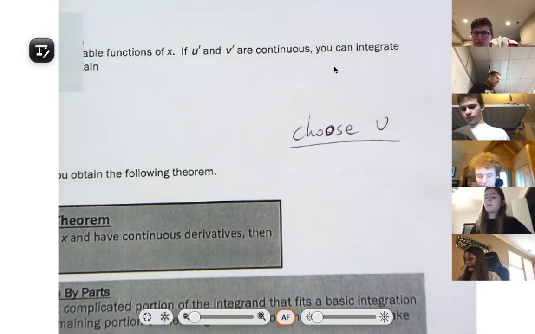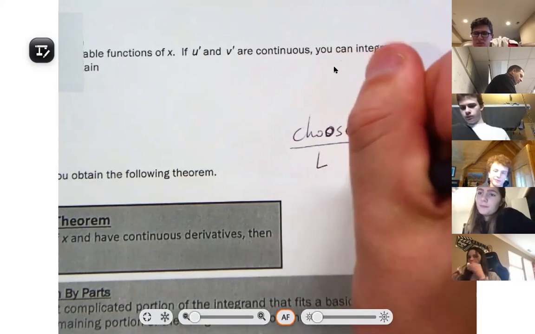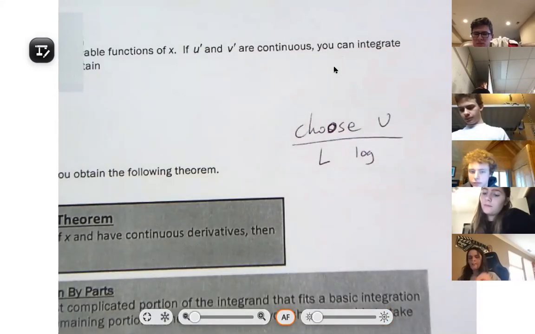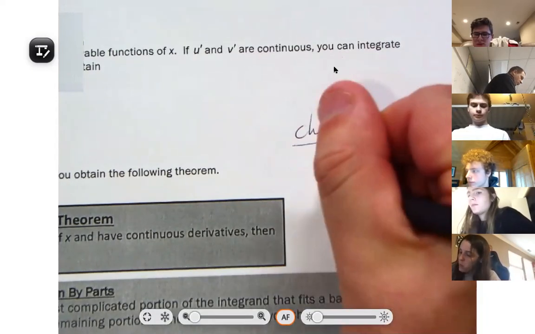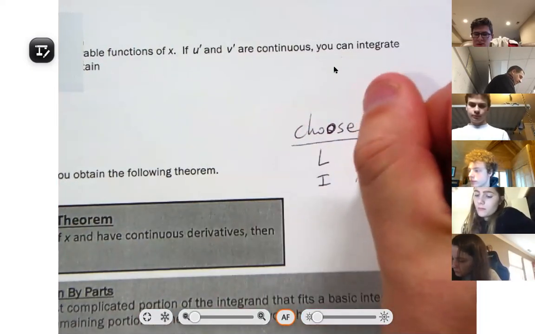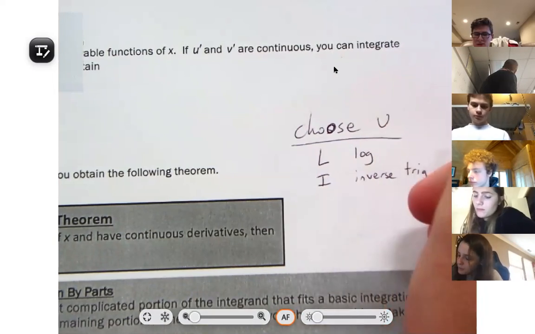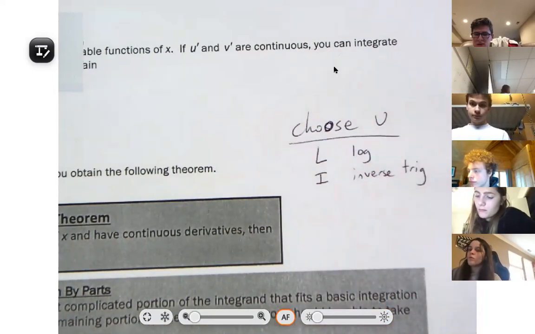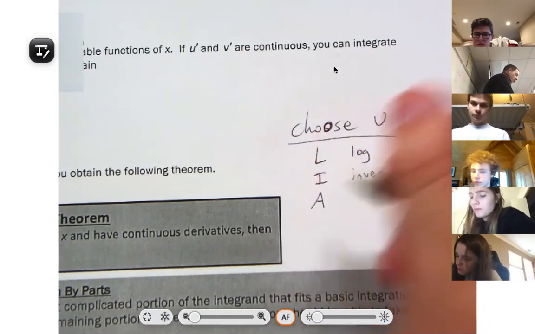Yeah. So here's our things. The first thing we're going to look for is, is there any log function in the integral? If there is, that's what u is going to be. We're going to have u be the log function. Okay. The next thing we look for, which we hope doesn't show up, is inverse trig. I've never seen this happen, thankfully. The next thing we look for is an algebraic component, like a polynomial.